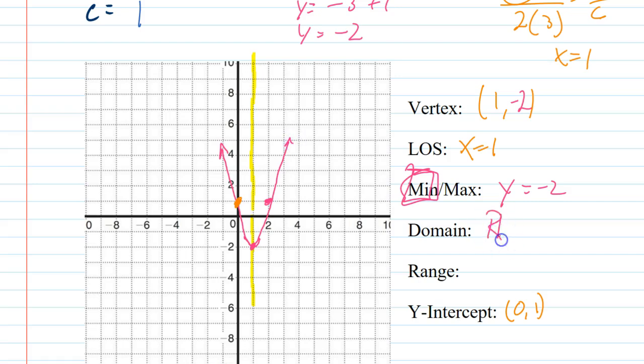Our domain is always all real numbers, and our range is going to be y such that y is greater than or equal to negative 2. Remember, we can also write these in set notation, so that would be from negative infinity to positive infinity for the domain, and from negative 2 to positive infinity for the range.